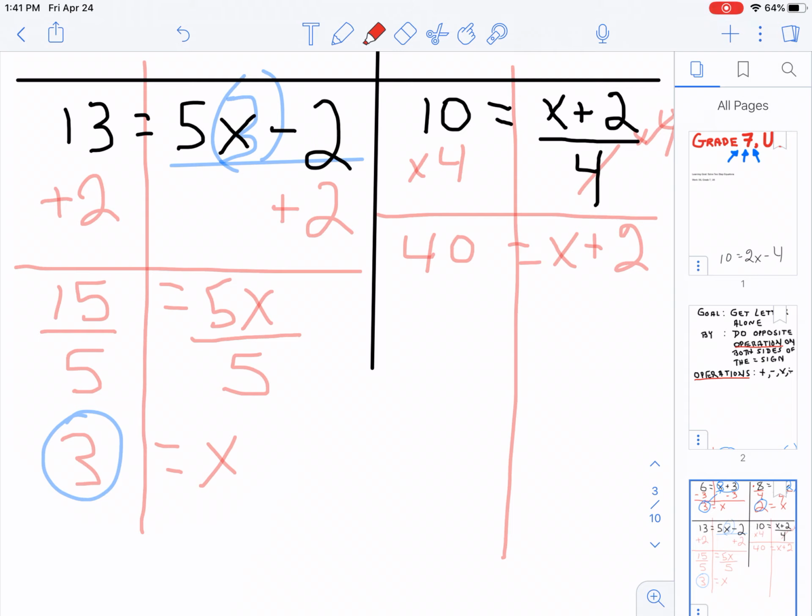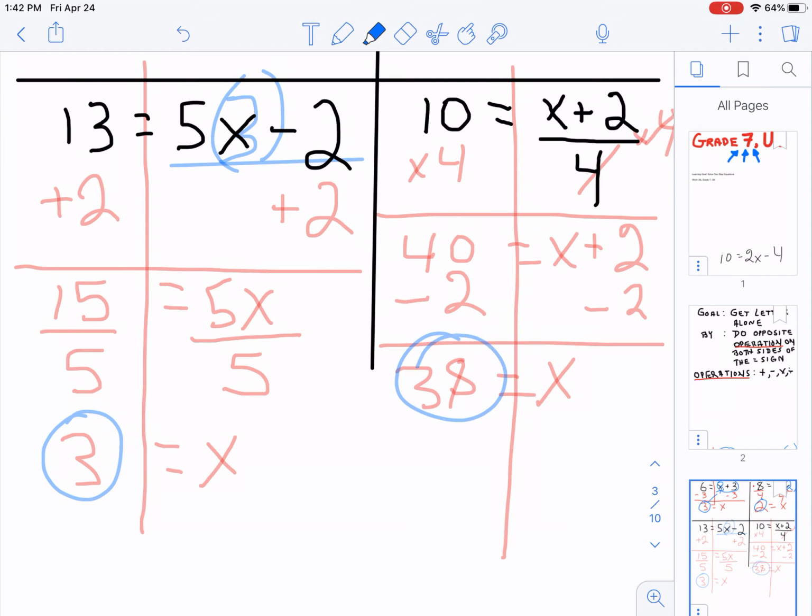All right, we still have to get the x by itself, so we have to get rid of the 2, so we're going to subtract 2. But if we subtract 2 on the right side, we also have to subtract 2 on the left side. So that gives us 38 equals x. And to check to see if your answer is right, take your 38 where x is, put 38 here, and you can add 38 plus 2 is 40, divided by 4 is 10. So since the right side equals the left side, you know you got your answer right.